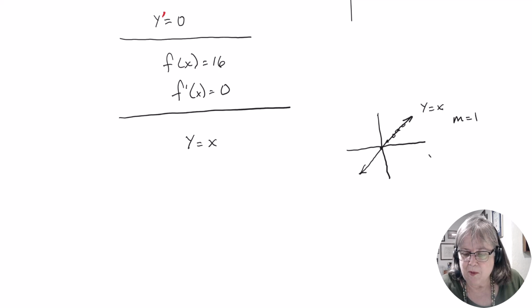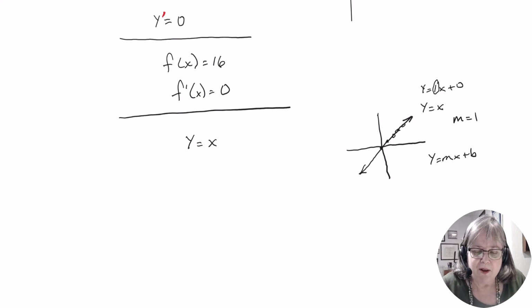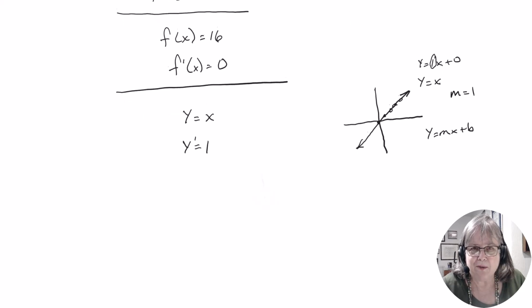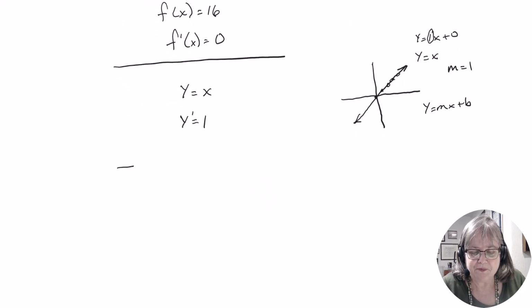Also, you remember how you have y is equal to mx plus b, and m is the slope, and it's the number that multiplies x. So in this case, y is equal to 1x plus 0, right? The slope is 1. So you can kind of get some verification there that the derivative is 1. I'll give you another reason in just a little bit.